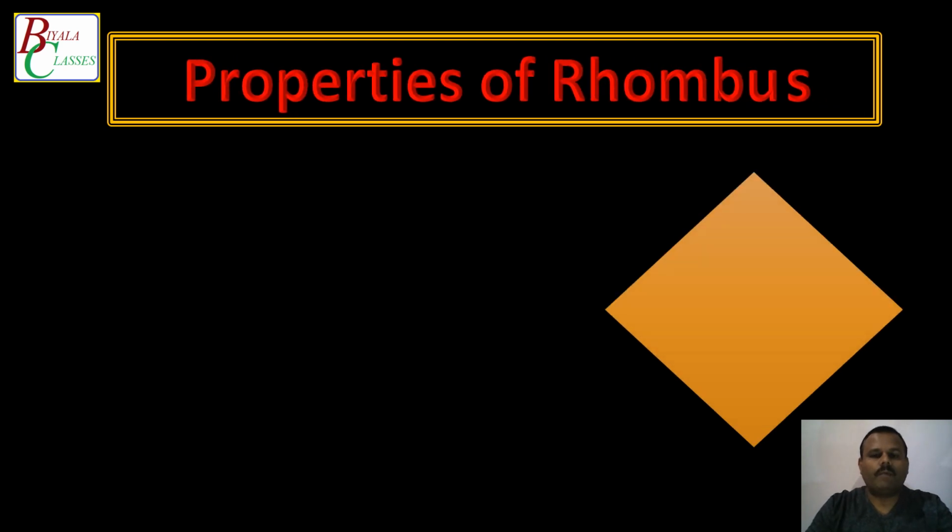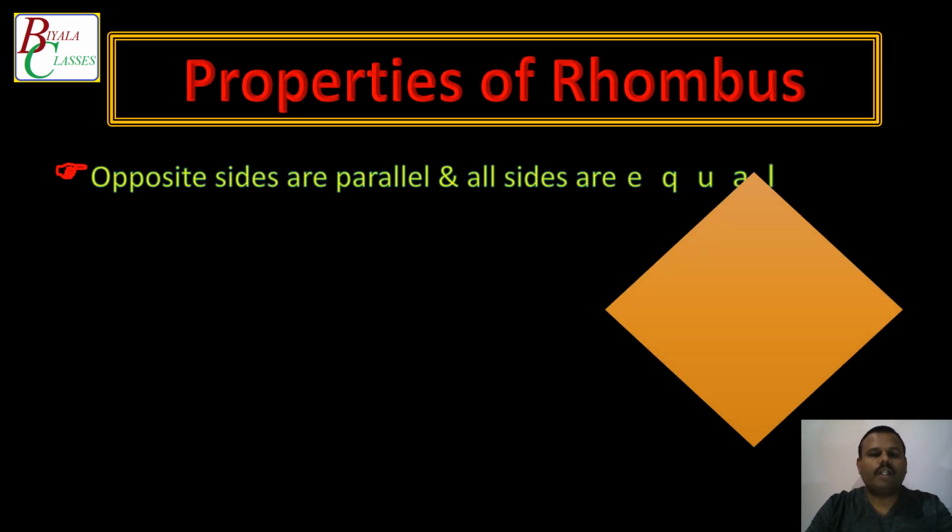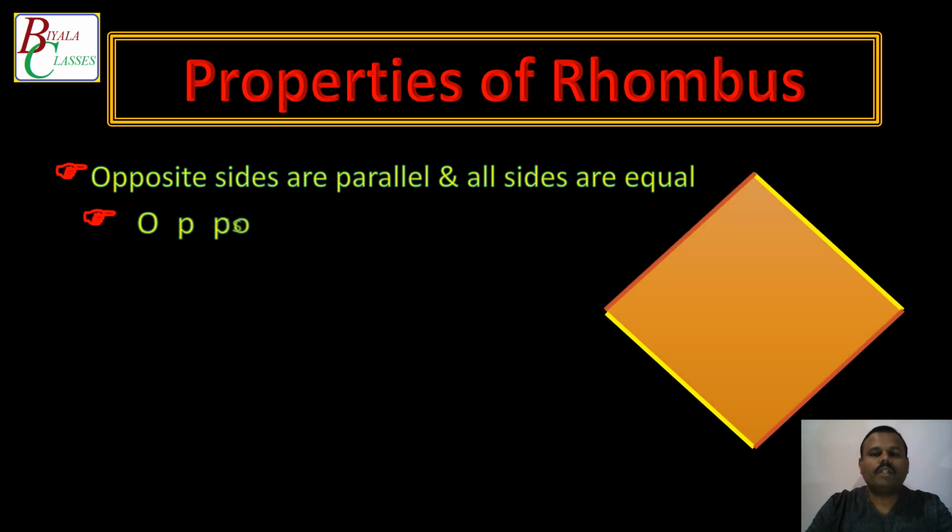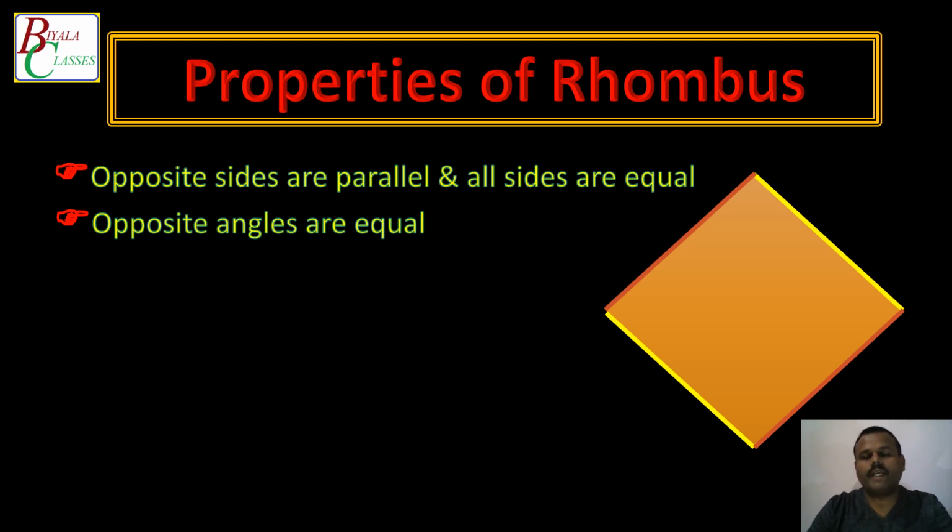Now its properties. We'll take them one by one. The first being that opposite sides are parallel, same as the parallelogram, but here the difference is that in a parallelogram the opposite sides are equal, whereas here in rhombus all sides are equal. Next is that opposite angles are equal. This is the same property which was there in parallelogram also. There in parallelogram we said that opposite angles are equal. So same here in rhombus also, the opposite angles are equal.